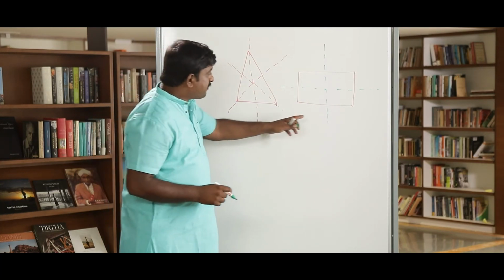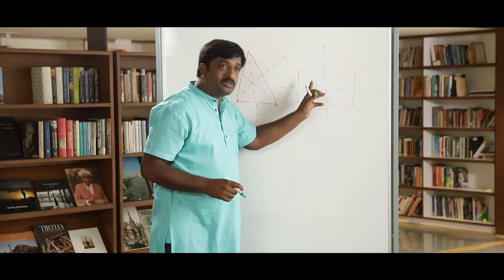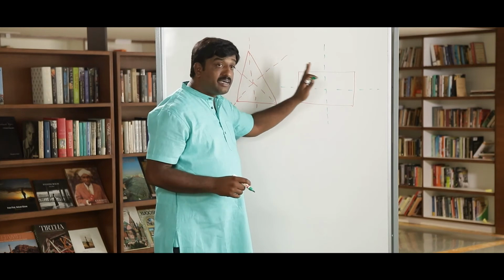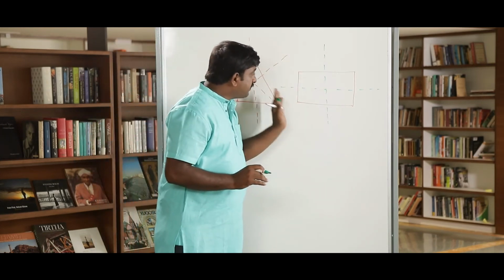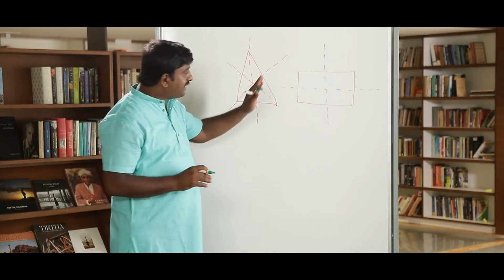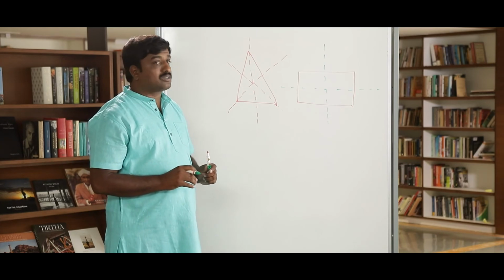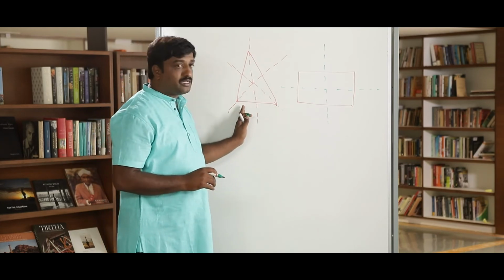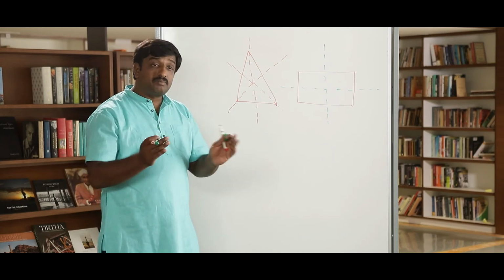Sometimes they ask us to draw a line from this vertex to this one. But diagonals are never taken as axes of symmetry. Only vertical and horizontal dividers are taken as axes of symmetry. So it may be this triangle or a rectangle, or it may be a square. All these shapes are of symmetry.